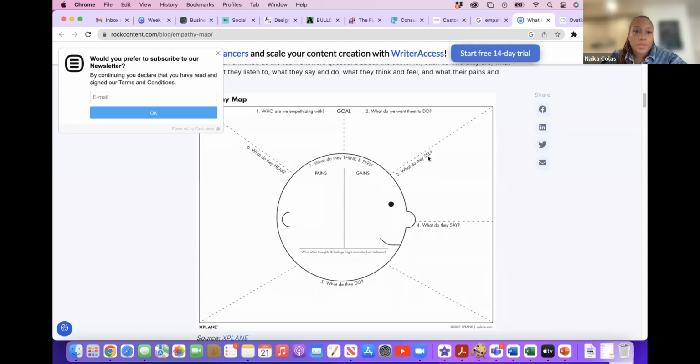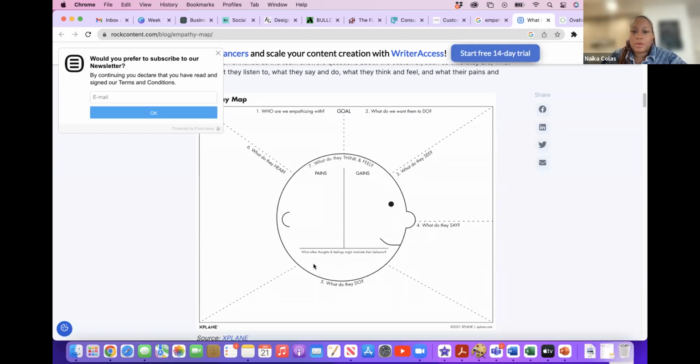And what do they see currently? And what do they say? So maybe they're seeing with the current brand like Balenciaga, what is this brand giving them? And what is it missing? And what are they saying about this brand or what's missing? And then what do they do?